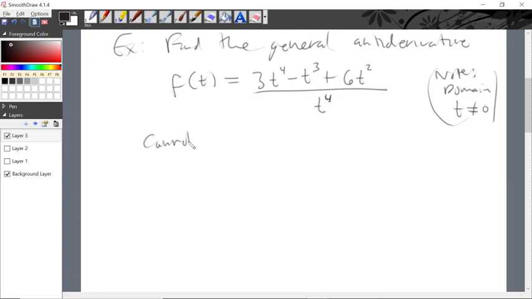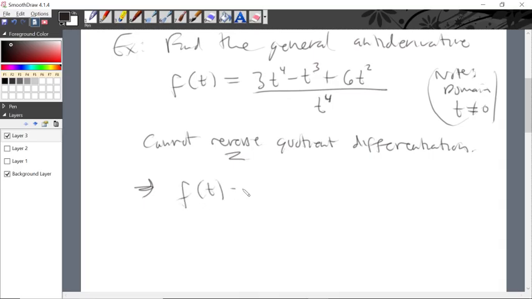Okay, we cannot reverse a quotient. Okay, the quotient differentiation. We cannot reverse the quotient differentiation. Okay, at least not yet. Nor would we want to if we could avoid it anyway, I might add. So let's use some algebra. What kind of algebra could we apply?